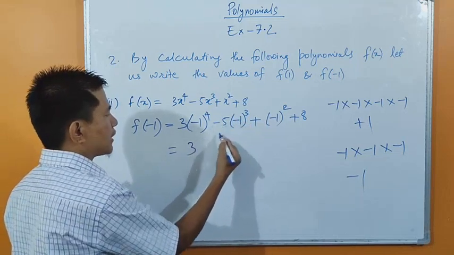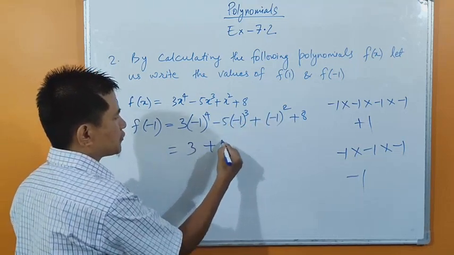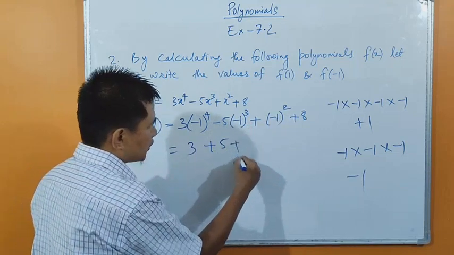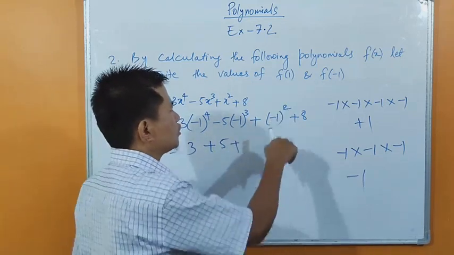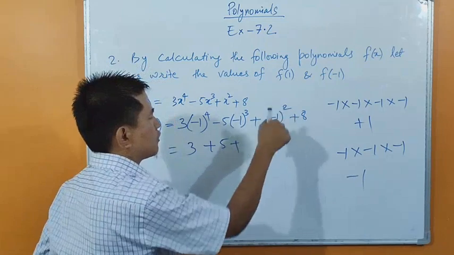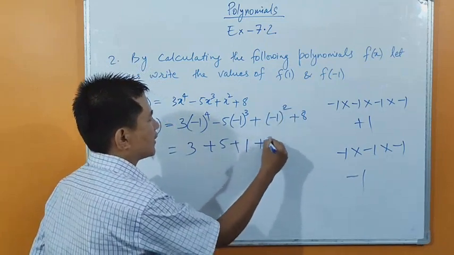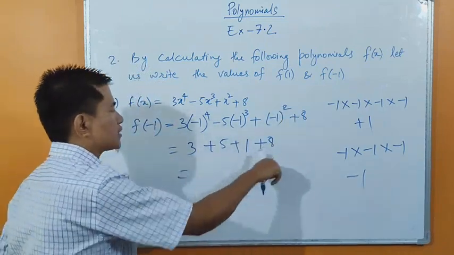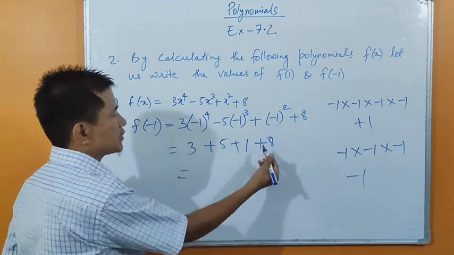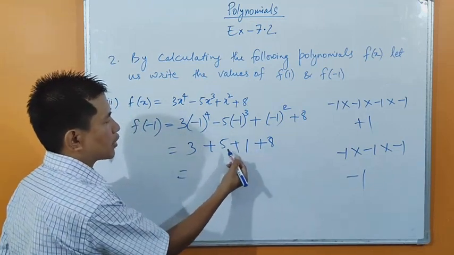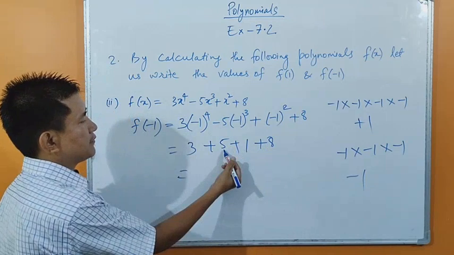So minus into that minus is plus. 5 1s are 5. Okay. Plus. Now the power is even, so this becomes plus. 1 squared is 1. Plus 8. Okay. Now all the numbers are positive, so we need to add all the numbers. 8 plus 1, 9. 9 plus 5 is 14.